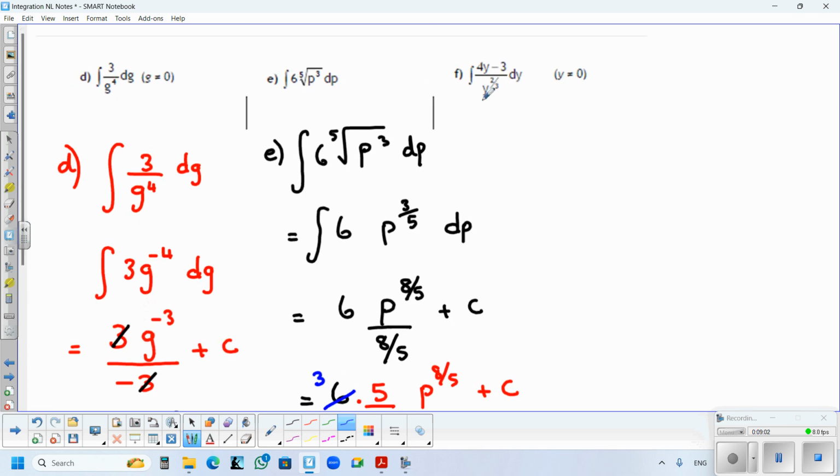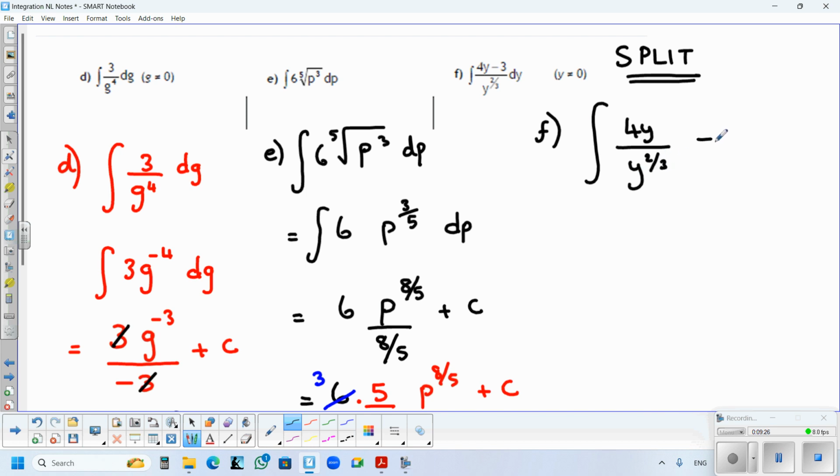So now we've got another one, and this is taking you to another stage where you've got a string at the top and it's divided by something. Just like differentiation, you cannot do that. It must all be split up. So the key for that one is to split. So we're going to split that up. So we end up with 4y over y to the 2/3.